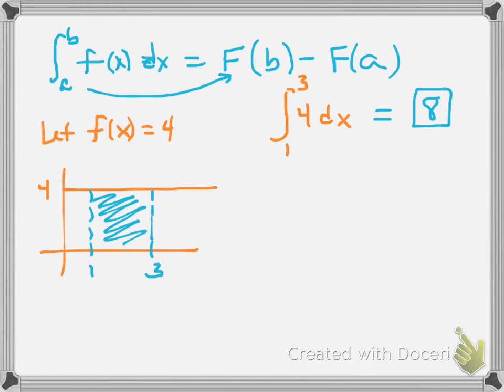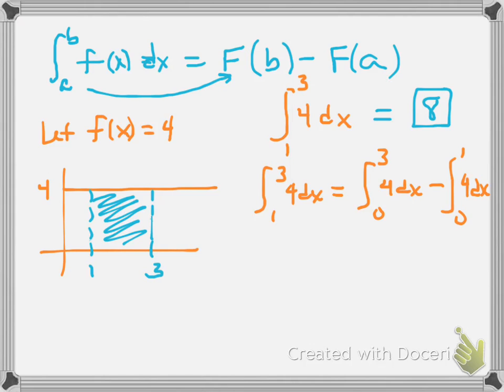So I know some of you are going to be more concerned with why it works that way. So here's an area explanation based off of some properties. One of the properties we talked about was the idea that the integral from 1 to 3 of 4 is the exact same thing as the integral from 0 to 3 minus the integral from 0 to 1. So let's look at those areas. It turns out that the area from 0 to 3 winds up being 12, a rectangle 3 by 4.